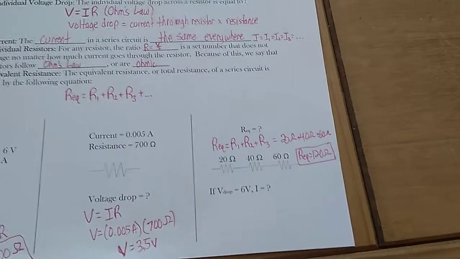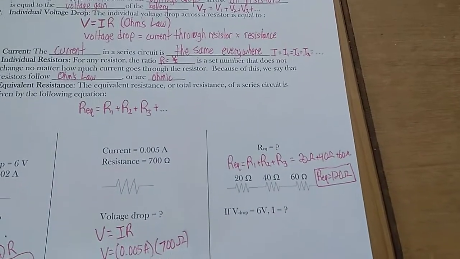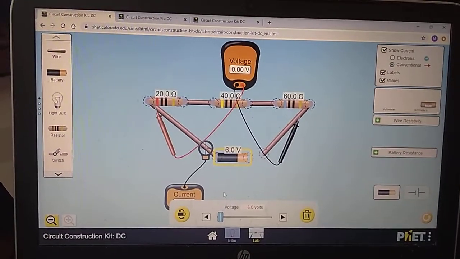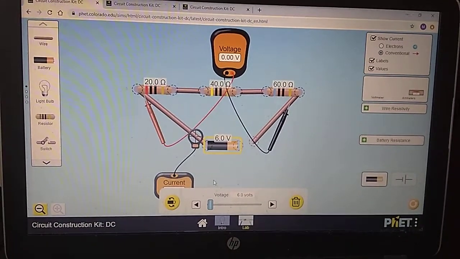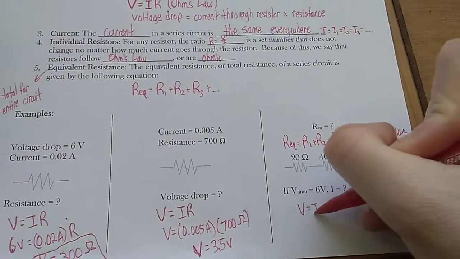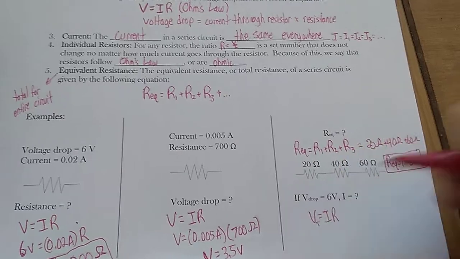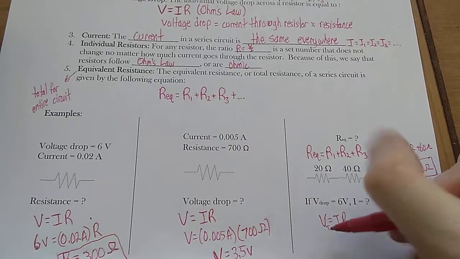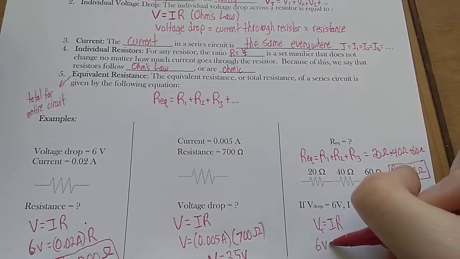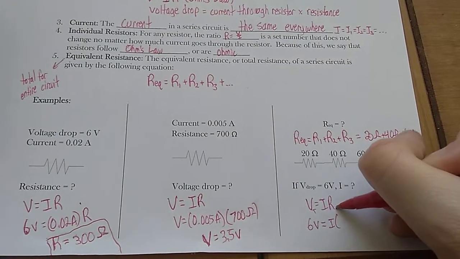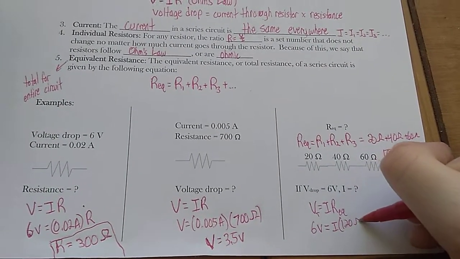Now, if the voltage drop across this entire thing is 6 volts, then what is the current? So, I've got this set up, 20, 40, 60, and a 6-volt battery. Again, I use Ohm's law. I'm going to do VT for V total drop. I guess the T is not super necessary, but I like to add it in there. The total voltage drop across all of these is 6 volts. The current is what we're looking for, and the Req is 120 ohms.